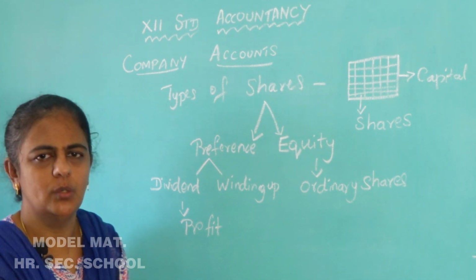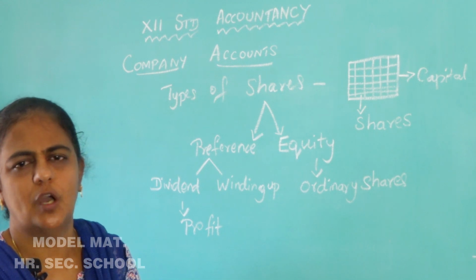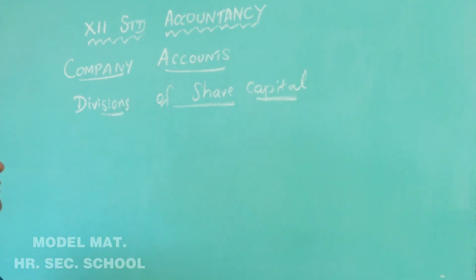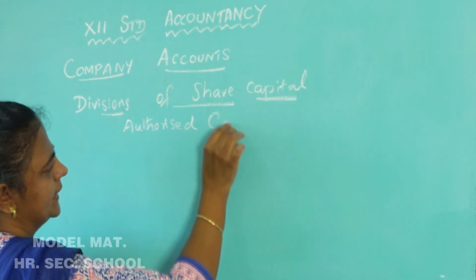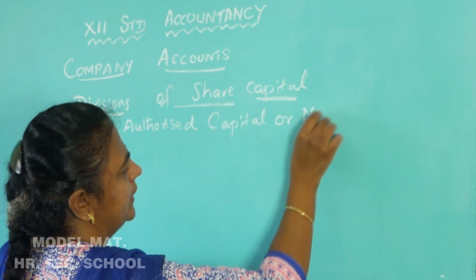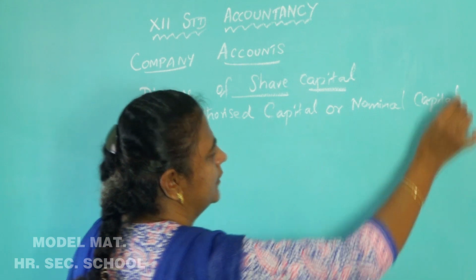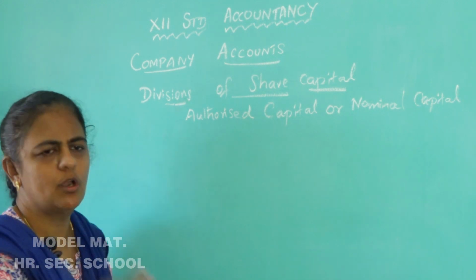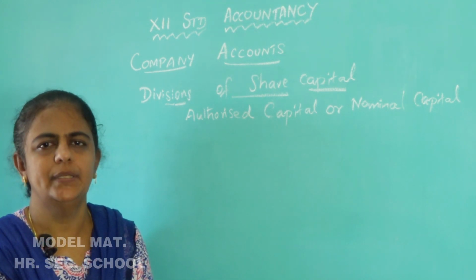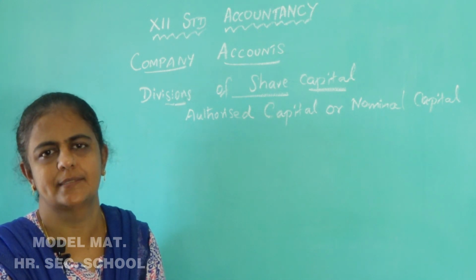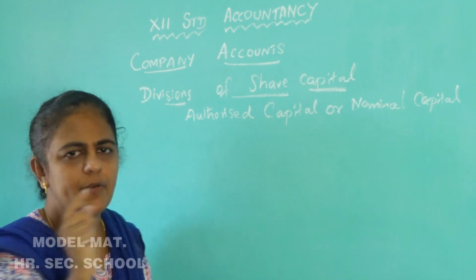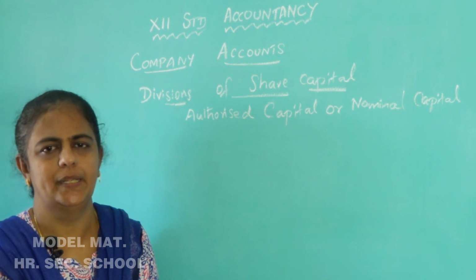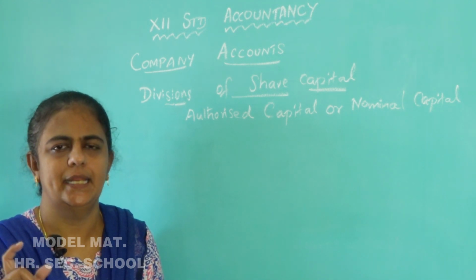Next, we will be seeing about the different divisions of share capital. Divisions of share capital. The first one is authorized capital or nominal capital. What is the meaning of authorized capital or nominal capital? This is the maximum amount of capital that the company can collect from its shareholders, and this will be mentioned in the memorandum. What is the memorandum? It is a very important document of any company. It contains all the rules and regulations of the company.